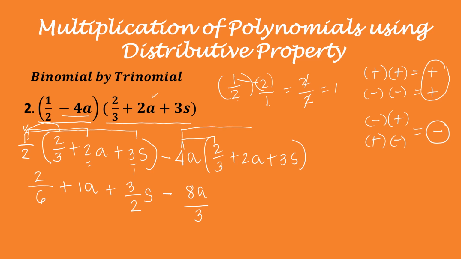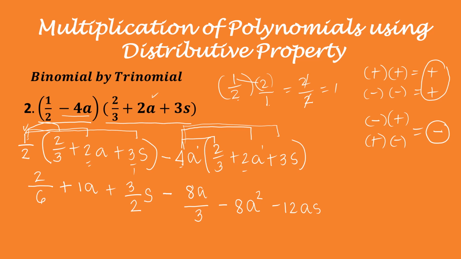Then negative 4a times 2a is of course negative 4 times 2 is 8. Then the a, remember there is a 1 there, so multiplying common bases, we simply add their exponents. And then proceed to the last, negative 4a times 3. Of course that is negative 12as. Now let us examine if there are similar terms. Are there similar terms?